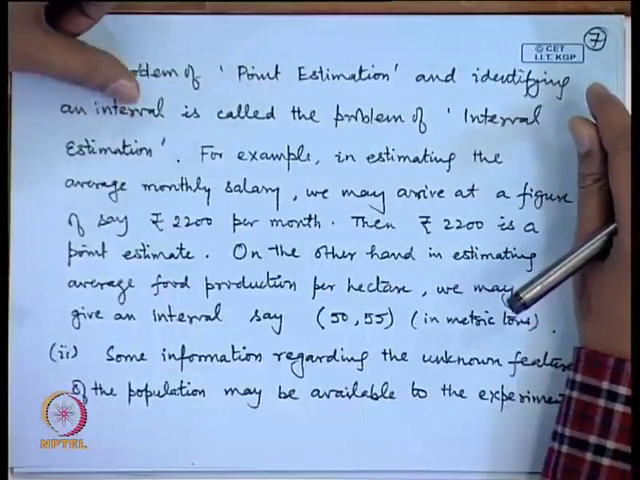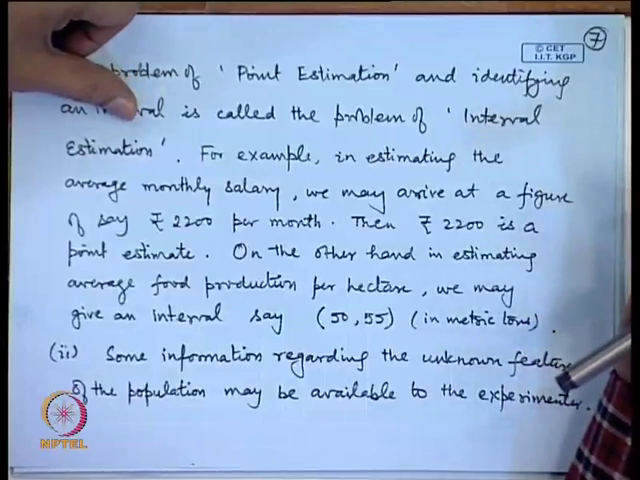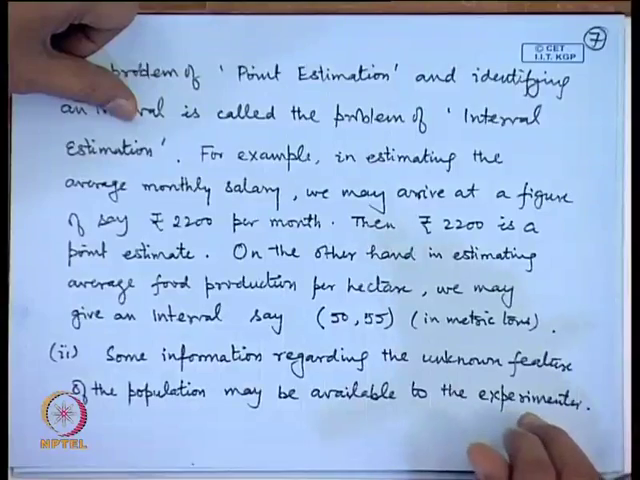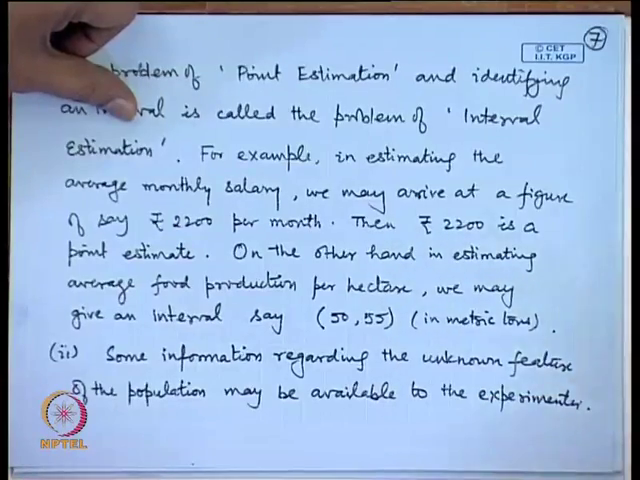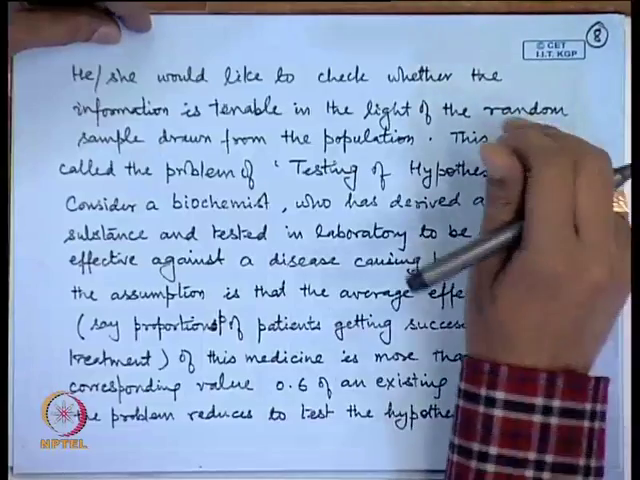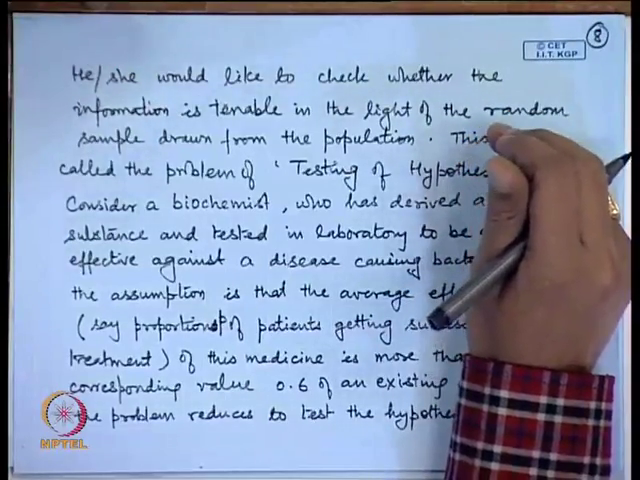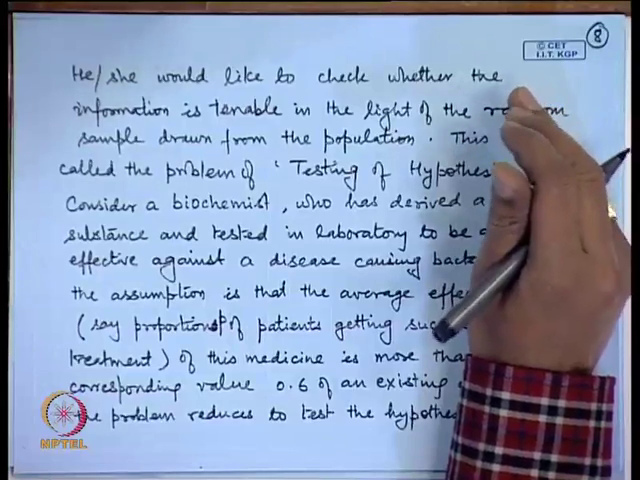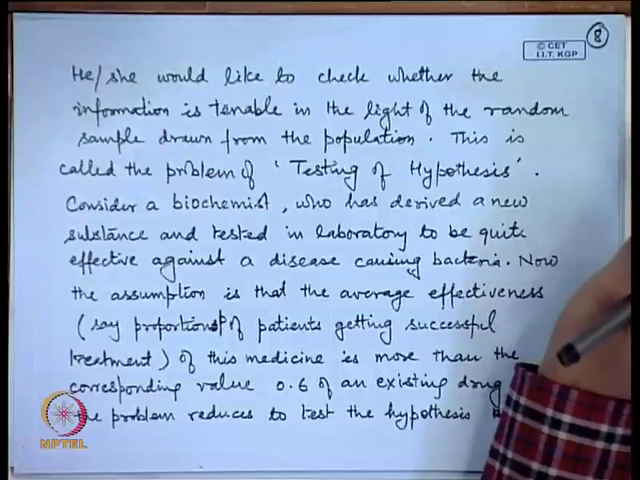The second major area or broad categorization of statistical inferential problems is that we may have some information regarding the unknown feature of the population, which is available to the experimenter. Now, the experimenter would like to check whether the information is appropriate or can be sustained in the light of the random sample which is drawn from the population. This is called the problem of testing of hypothesis.